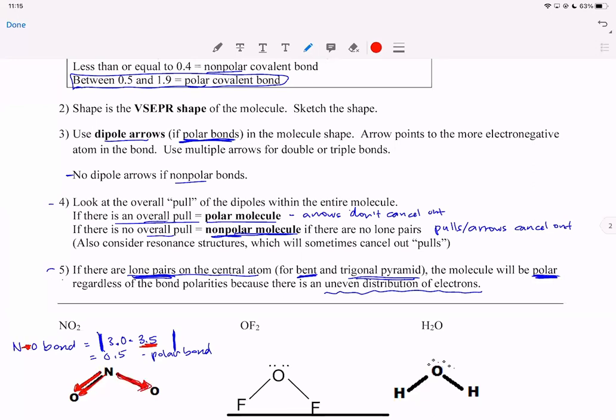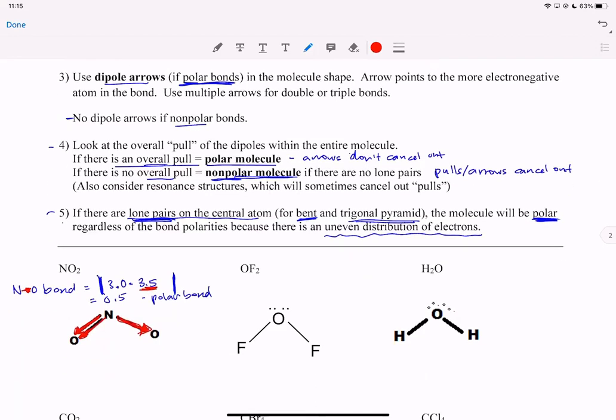Okay. And so you have arrows that are pointing left and right, but more importantly, all 3 of these arrows are pointing down. So there is an overall downward pull if you add all of them up. It's left and right, but there's this downward component that you can add up. Because there's an overall downward pull, or you can also think there's no canceling out, there's no upward canceling any of these out. There's an overall pull. And when there is an overall pull, this is a polar molecule.